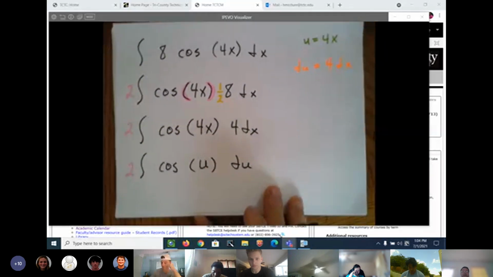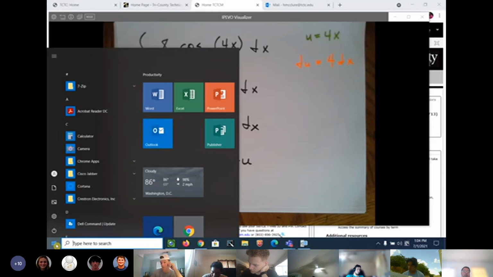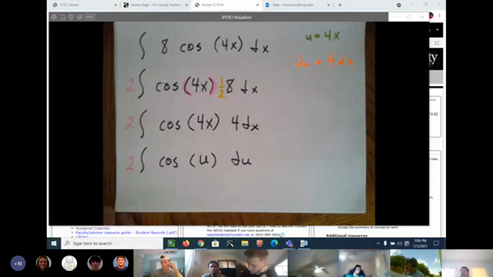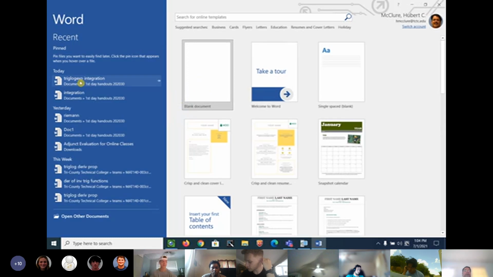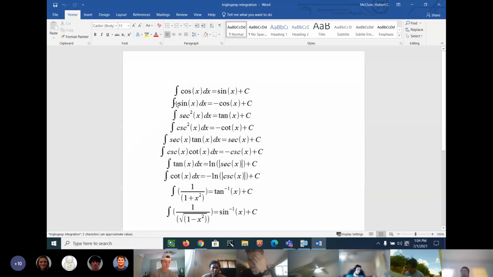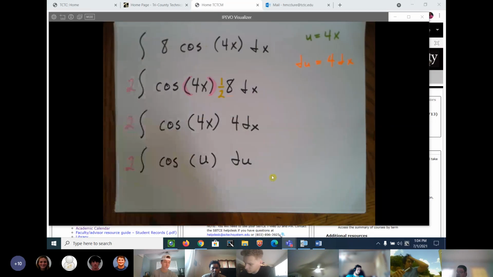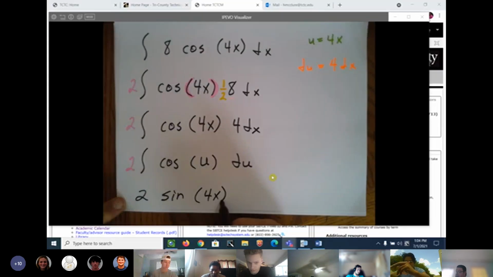And somebody tell me what the antiderivative of the cosine is, looking at your handy dandy handout. Sine x plus c. Yep, I'm going to pull it up just so everybody can see what I sent them, because I know 75% of the class didn't pull it up. The antiderivative of the cosine is the sine. So 2 sine of 4x plus c.